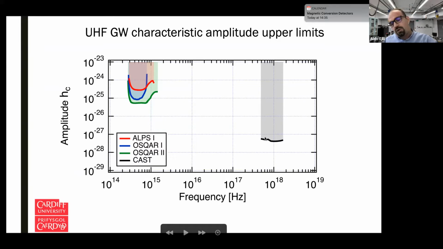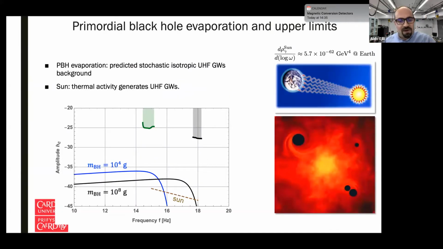And on the other side, we have CAST, where we exclude the presence of a stochastic gravitational wave background at frequencies around 10 to the 18 Hertz. So if we see this upper limit on its own, it's just an exclusion plot on the characteristic amplitude of the gravitational wave background, but we might need to compare it with some sources that emit.